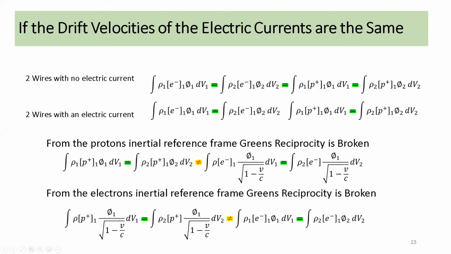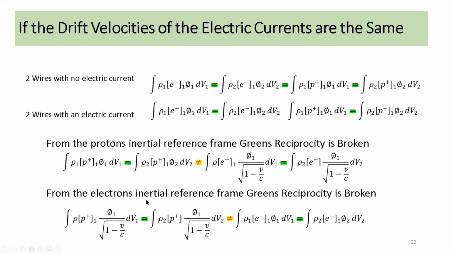They're not going to be equal to the drift velocities of the stationary protons. So from the protons' inertial reference frame, Green's reciprocity is broken, because the two protons are equal from what they see, but now these electrons, V1 and V2, are moving. So their current density, or their electric field, is now increased. When the wire was stationary, the electric fields were exactly the same as the protons', so they basically summed to 0 and the wire stayed neutral. But when we have electric current going through them, from the stationary point of view, the wire is not neutral anymore. It sees the density of electrons being greater.